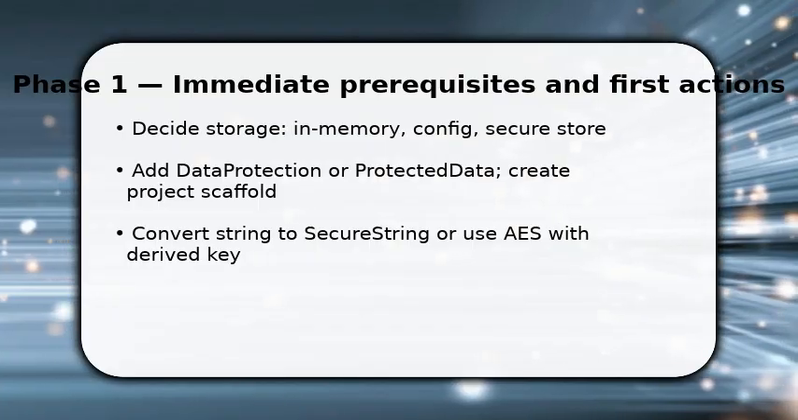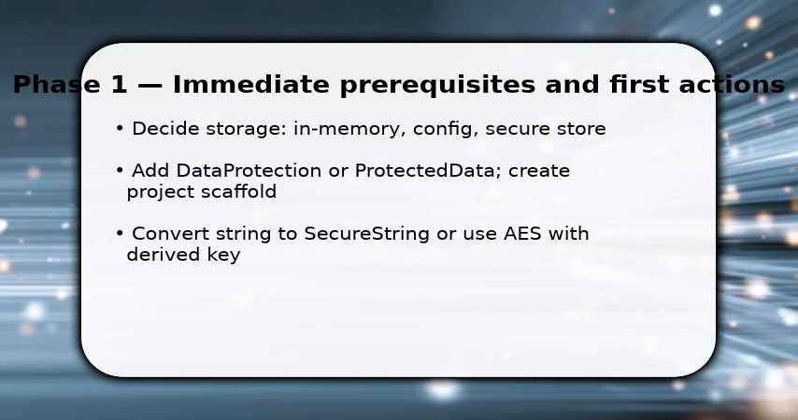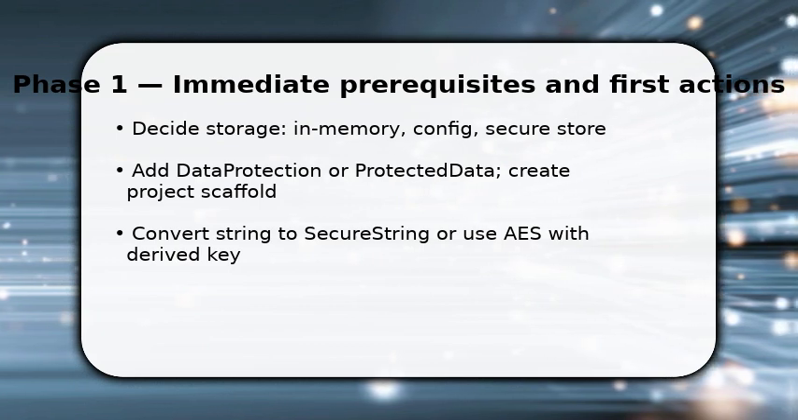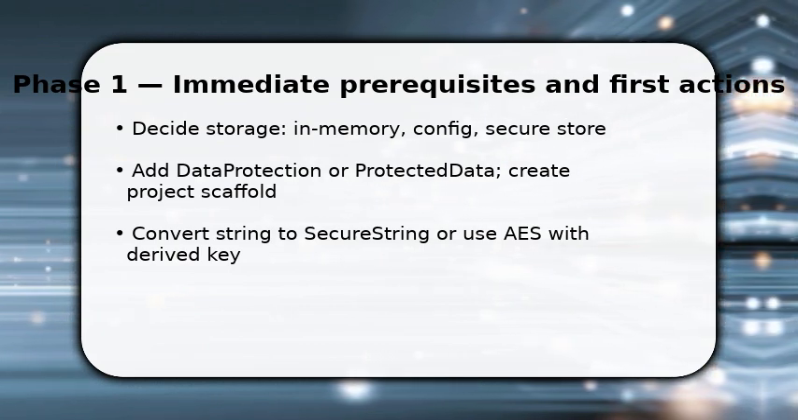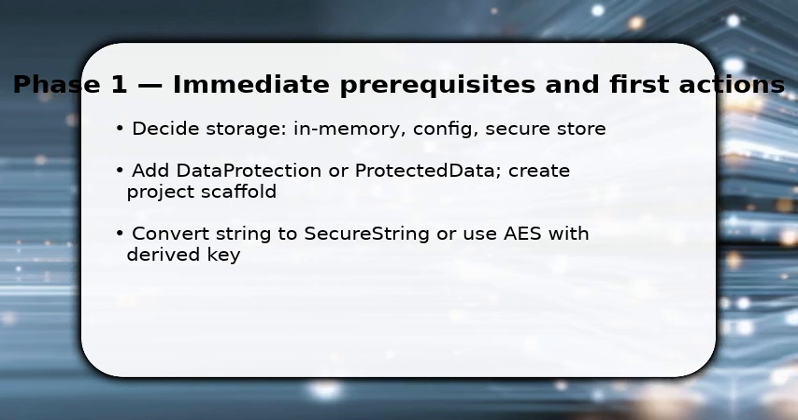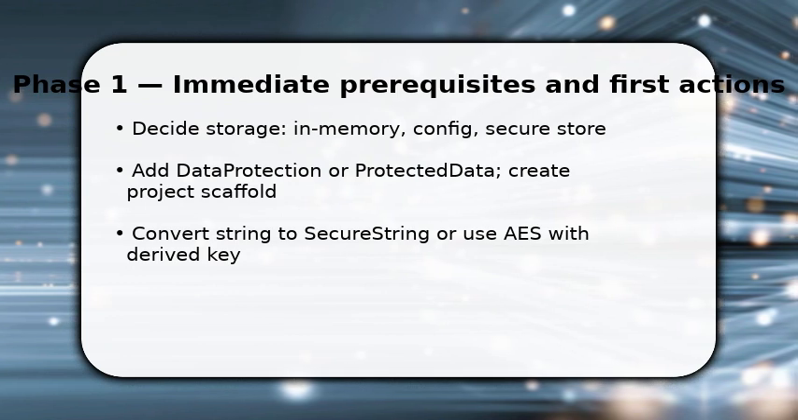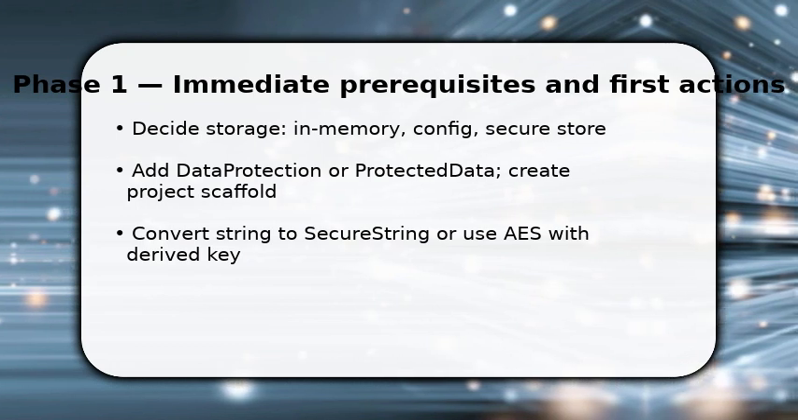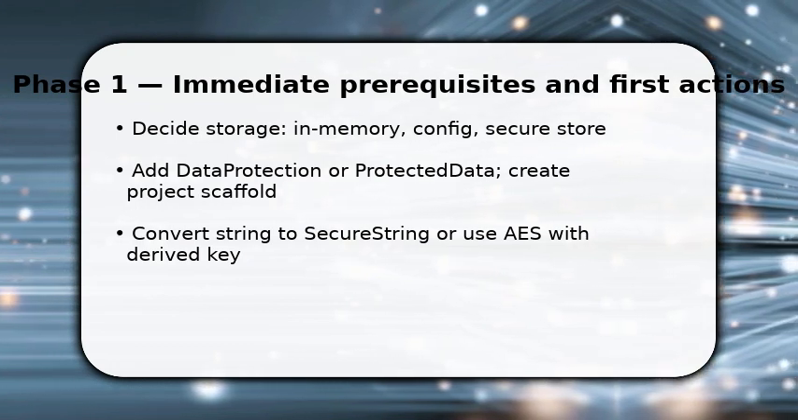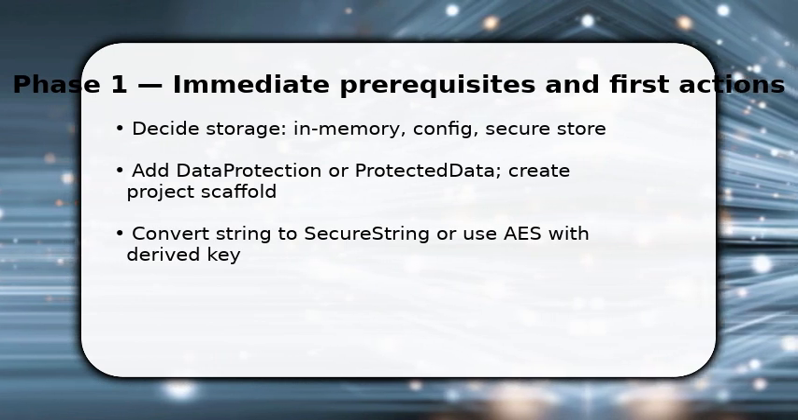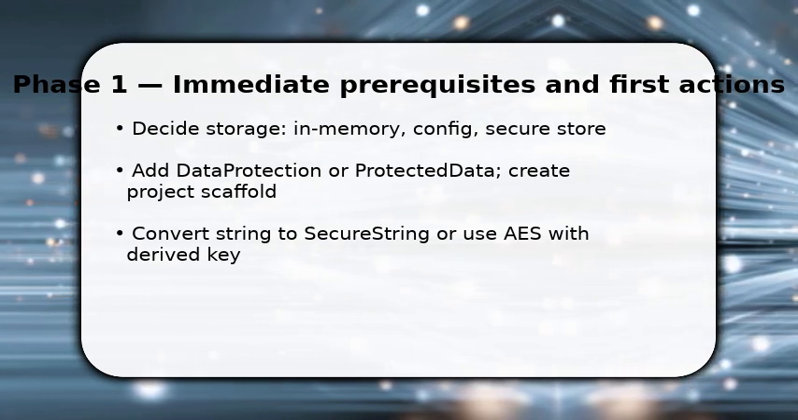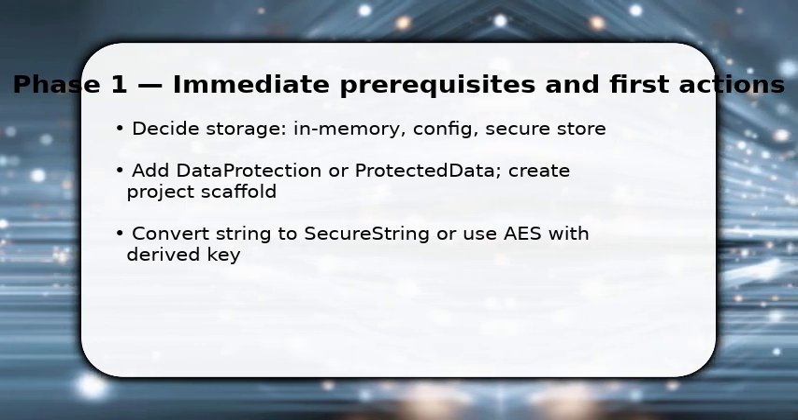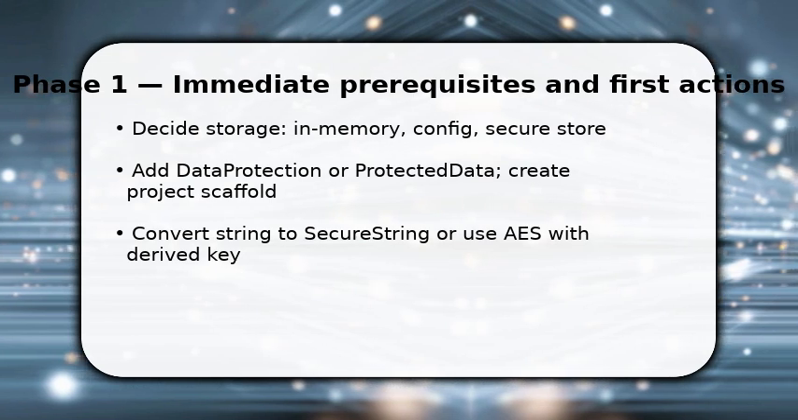You'll start by deciding where to hide the password: in memory, in configuration, or in a secure store. For now, create a minimal C# console or WinForms project and add Microsoft.AspNetCore.DataProtection or ProtectedData references. Once done, convert the plain string to SecureString or use AES encryption with a derived key. Make sure to limit lifetime and scope, then avoid ToString calls on SecureString. You should also mark variables private and minimize exposure. This reduces accidental leaks during debugging or logging and tests.